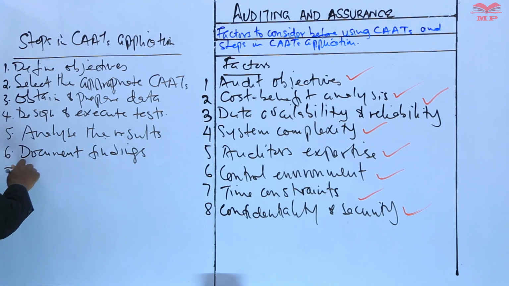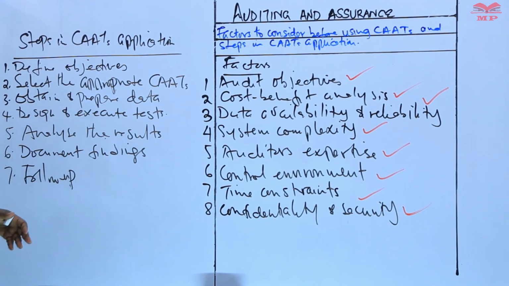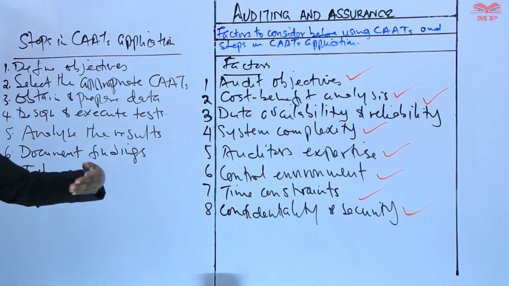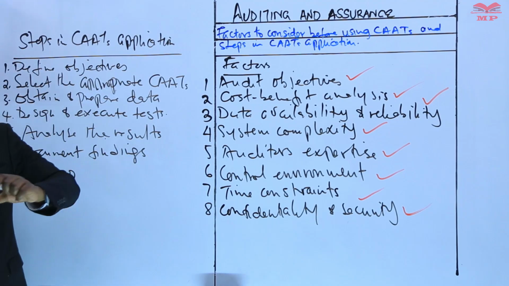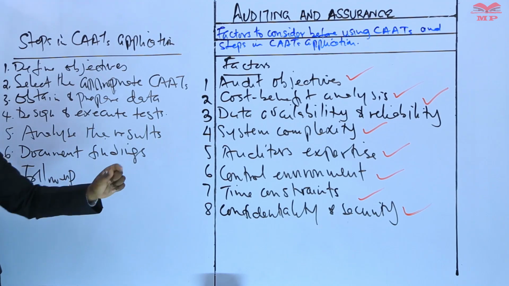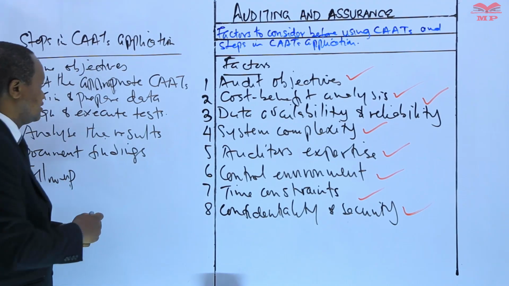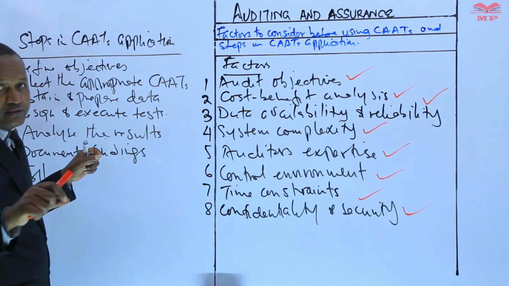Then lastly, the auditor can do a follow-up. That means investigating any significant findings or exceptions identified by the computer-assisted auditing technique, and then taking appropriate action. So that's it, candidates. These are the steps in CAATS application, how to apply.